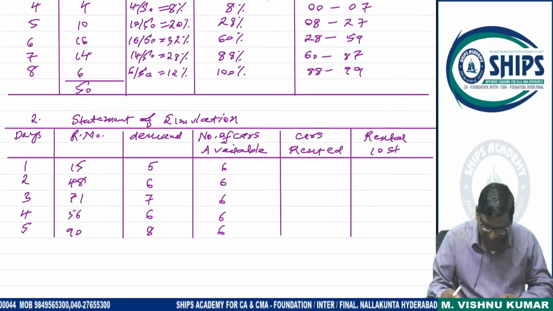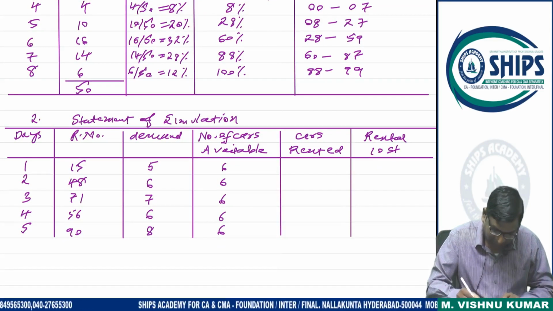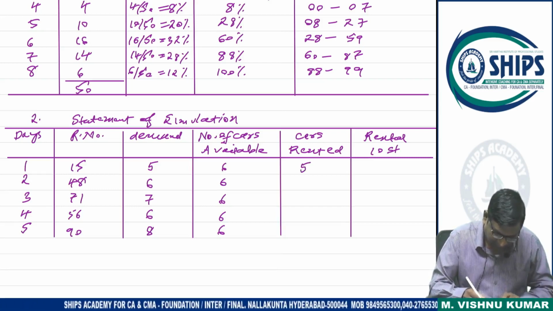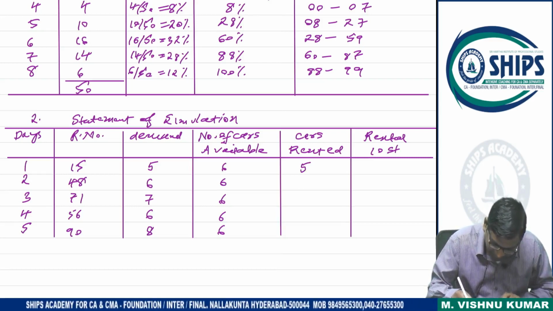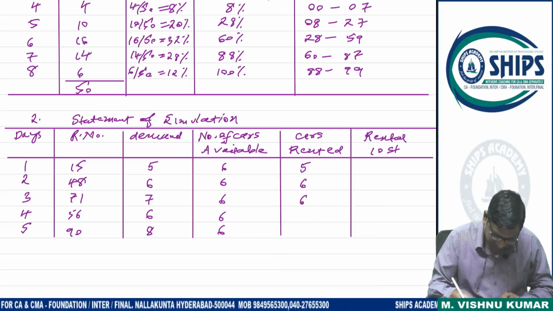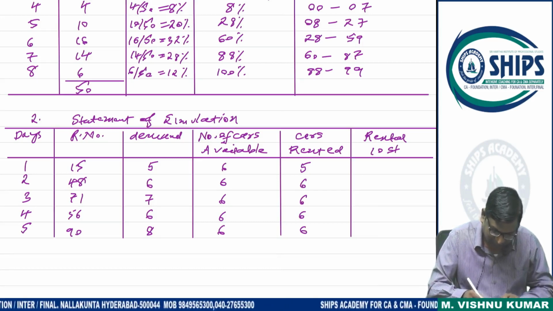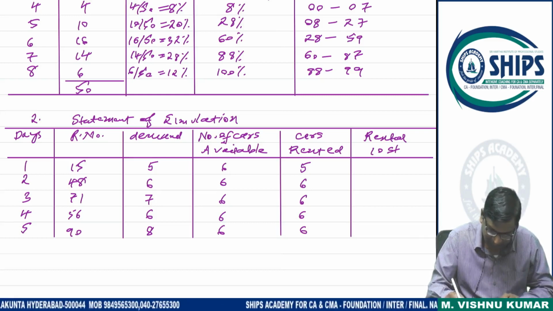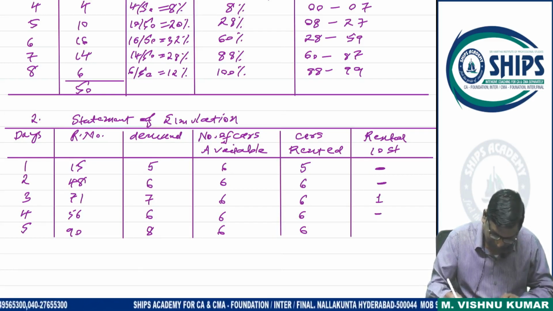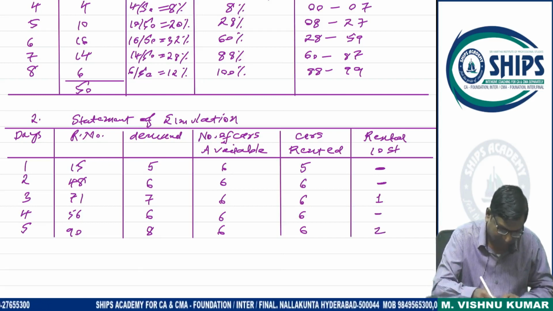Okay, now how many cars can they rent? So demand is 5, available 6, so 5 cars only they can rent. Demand 5, available 6, 6 can be rented. Demand 7, cars available 6, so 6 only they can rent. 6. Now demand is 5, number of cars available 6, cars rented 5, rentals lost, no. 6, 6, no. 7, 6, 1 lost. 6, 6, no. 8, 6, 2 lost.